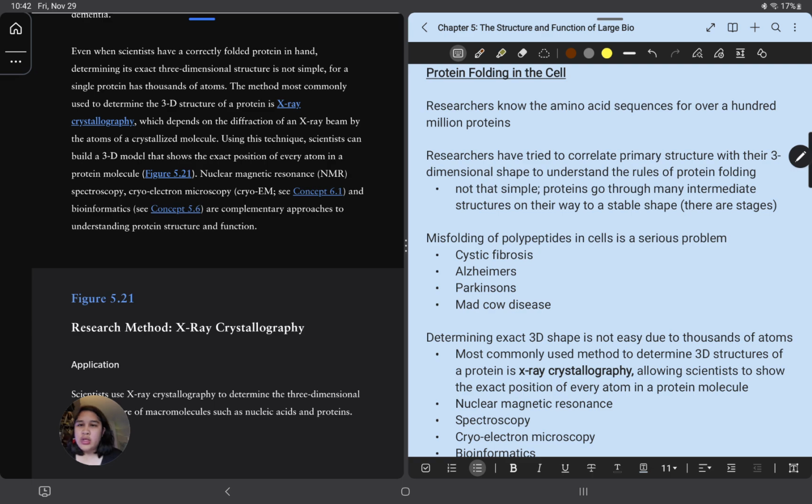Even when scientists have a correctly folded protein in hand, determining its exact three-dimensional structure is not simple, for a single protein has thousands of atoms. The method most commonly used to determine the 3D structure of a protein is X-ray crystallography, which depends on the diffraction of an X-ray beam by the atoms of a crystallized molecule. Using this technique, scientists can build a 3D model that shows the exact position of every atom in a protein molecule. Nuclear magnetic resonance spectroscopy, cryo-electron microscopy, and bioinformatics are complementary approaches to understanding protein structure and function.